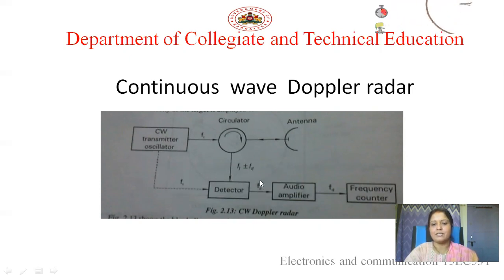Therefore, first it is amplified here and given to the frequency counter, and that is displayed in the form of the relative velocity of the target here. This is the simplified block diagram of the continuous wave Doppler radar.